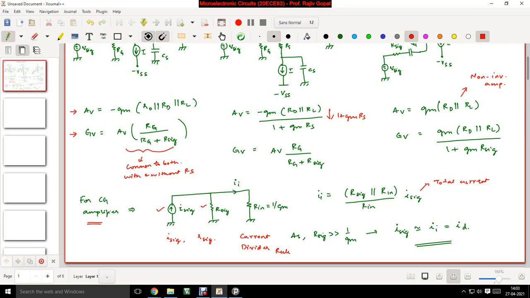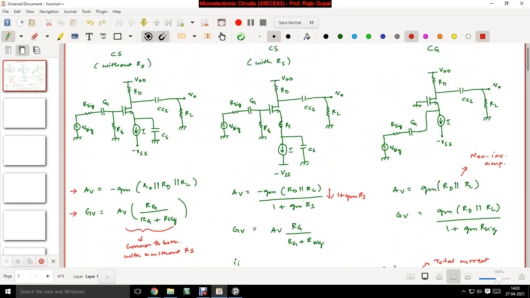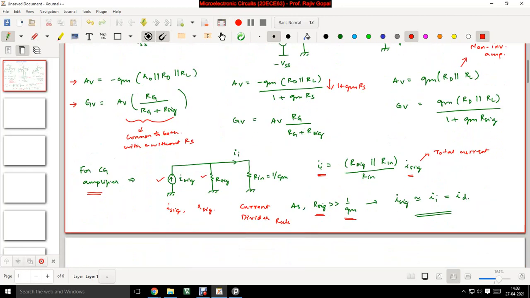Here R signal is a value which is very much greater than 1 by gm. If R signal is very much greater than 1 by gm, then Ii will be almost equal to I signal. And remember, if you look at the figure here, this is Ii and this is ID. Both of them are the same, just opposite in direction. So you will have this relation: I signal is the same as the drain current.